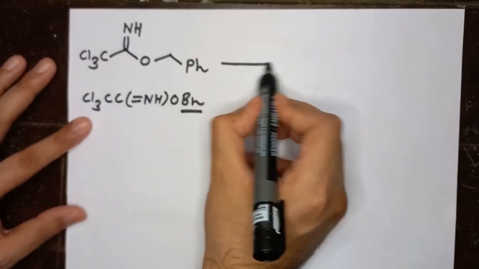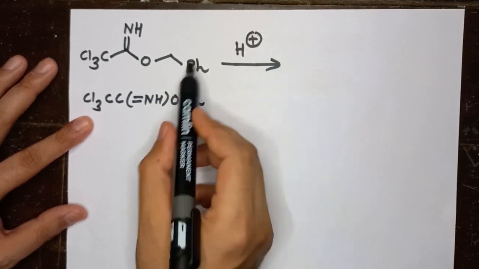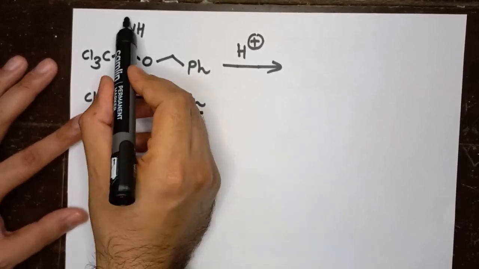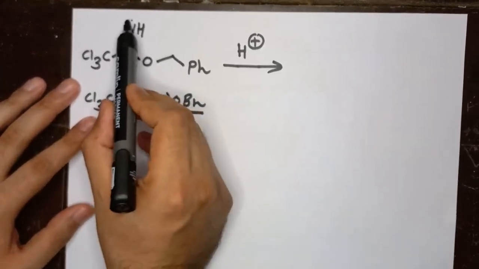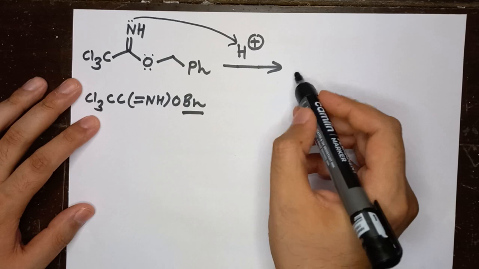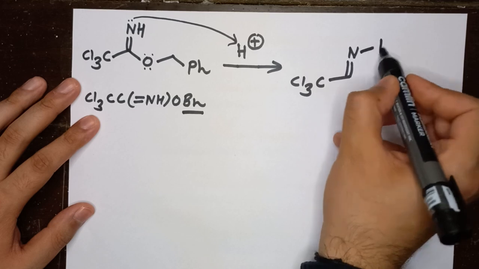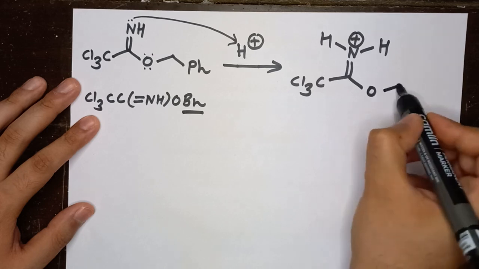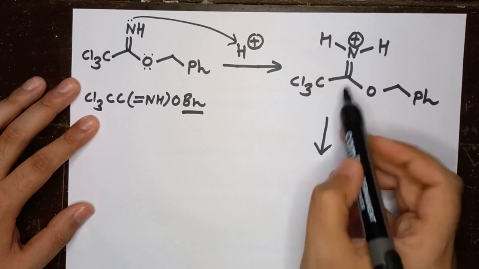Now, what happens under acidic condition? Suppose I am giving an acidic environment to this particular molecule. So what happens is this nitrogen lone pair, okay, we know that nitrogen is more basic than oxygen. That's why this nitrogen lone pair will grab this proton and it will generate this molecule.